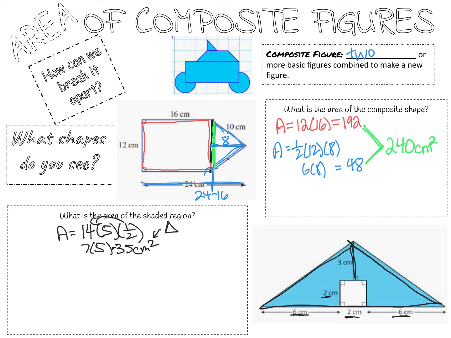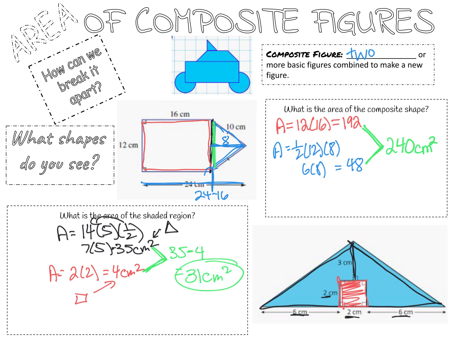Now I need to take out the area of this square. So the area of my square, because it is a square, is just going to be 2 by 2 or 4 centimeters squared. This time, however, instead of adding, so this was our square, I have to take out the area, which means I end up taking 35 minus 4, which gives us an area of 31 centimeters squared for the shaded region.